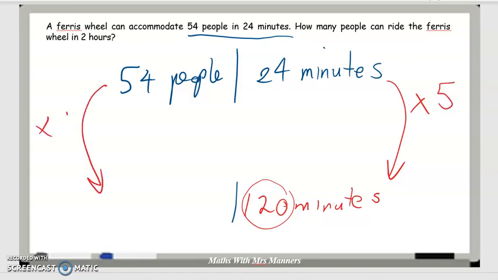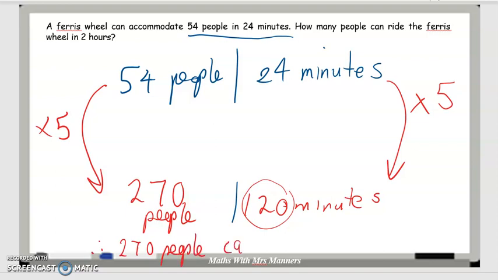So now I can times by 5 here, because obviously if the time period is longer, more people will get on the Ferris wheel. And when I do that, it turns out that 270 people ride the Ferris wheel in 2 hours. So how many people can ride the Ferris wheel? 270 people can ride. All right, that's it for me.